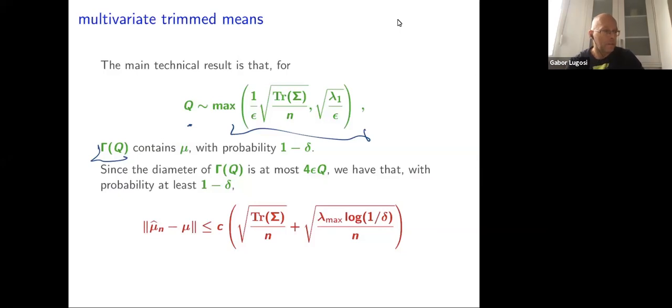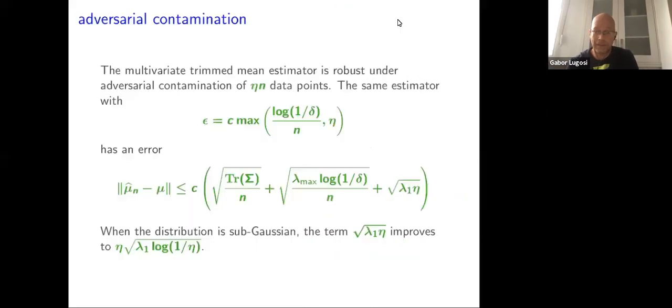Okay, so that's the multivariate trimmed mean estimator, and again the nice property of this is that it is robust under adversarial contamination. So the exact same estimator, if now we replace epsilon, which before was log 1/δ over n, but now we can just take the same value plus eta, the contamination level, then it has an error of the form that we expect, that has two terms.